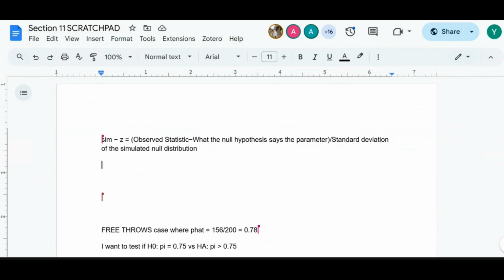There are basically 3 numbers here. Can you highlight with the correct colors what they should be? There's an observed statistic. There is what the null hypothesis says the parameter is. And then there's a standard deviation of the simulated null distribution. Lots of words. But can you tell me which color you should highlight which number? There are 3 numbers. This is a number. This is a number. And of course, the standard deviation is a number. What colors should you use?